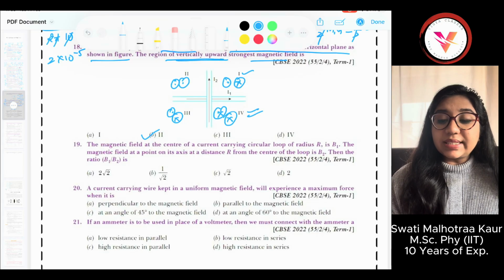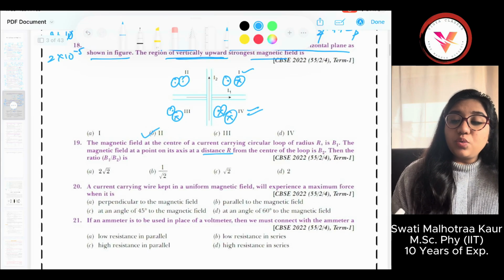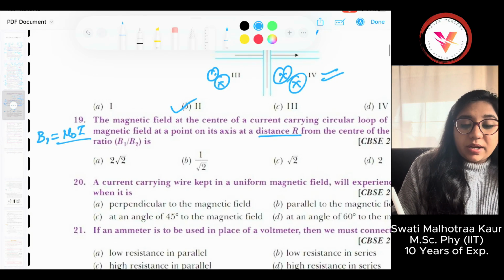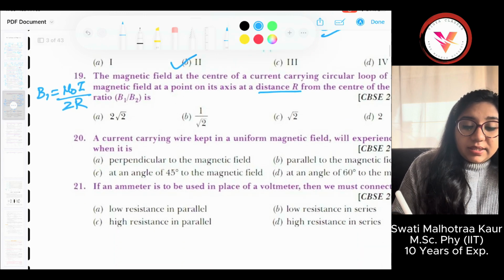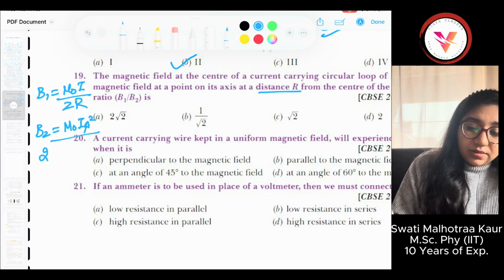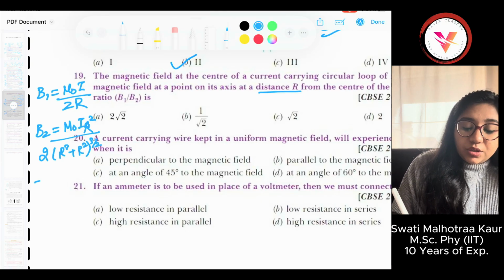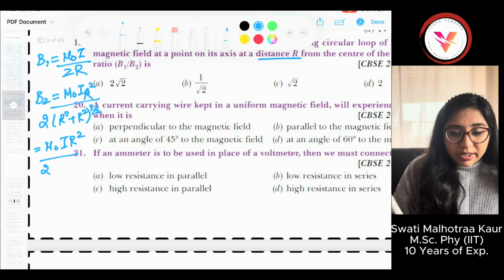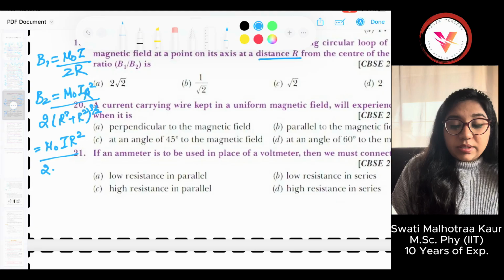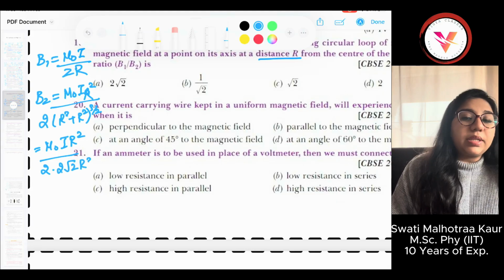Next, magnetic field at the center of a current carrying circular loop of radius r is B1. The magnetic field at the point on its axis at a distance r from the center of the loop is B2. So on the center it is basically mu naught I by 2 capital R, the radius. And on the axis, B2 is mu naught I R square over 2, and the distance is also r. So let's take this to be R square plus r square raised to the power 3 by 2. So it is mu naught I R square over 2. R square plus r square is 2r square. 2r square raised to the power 3 by 2.